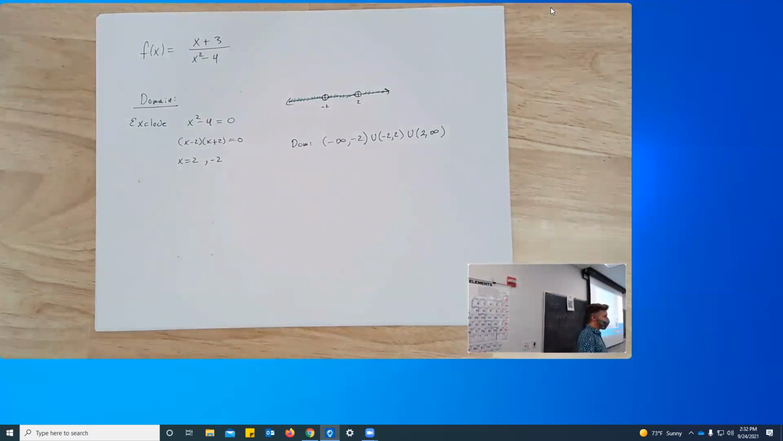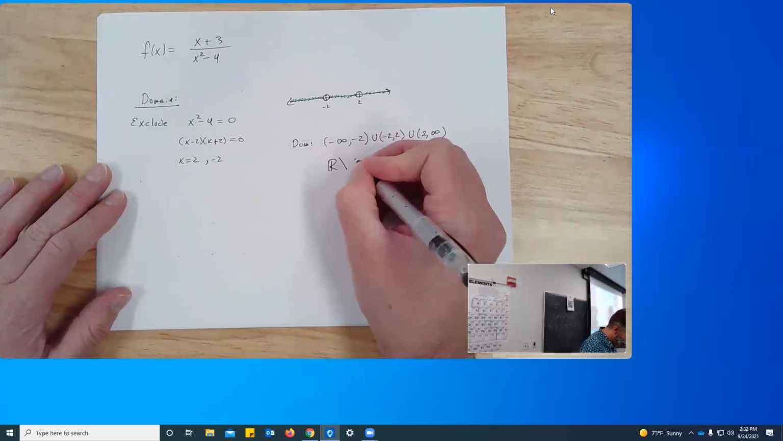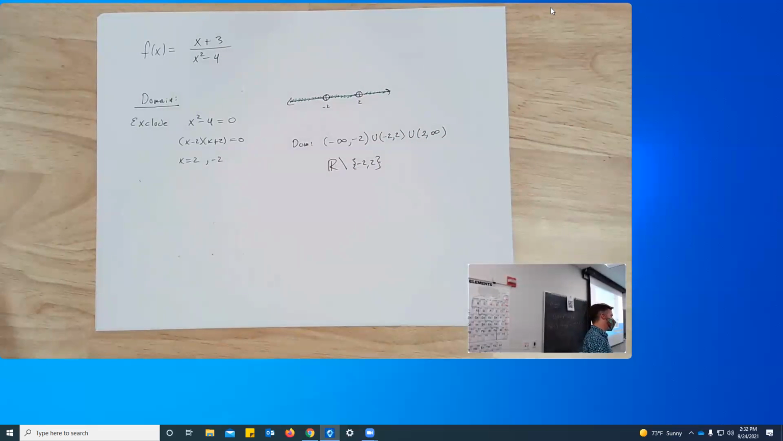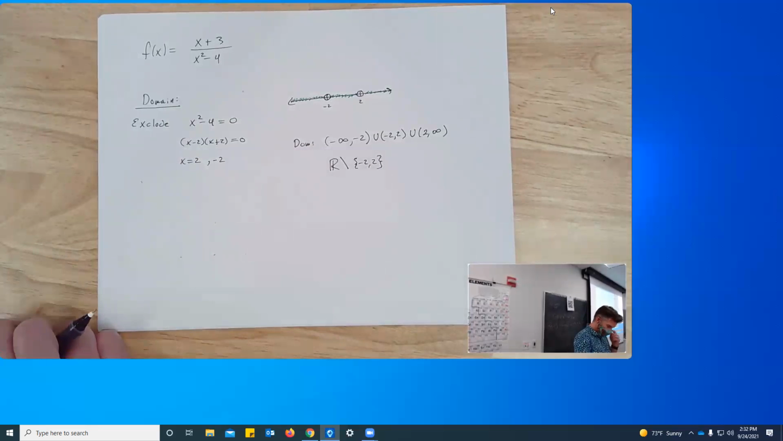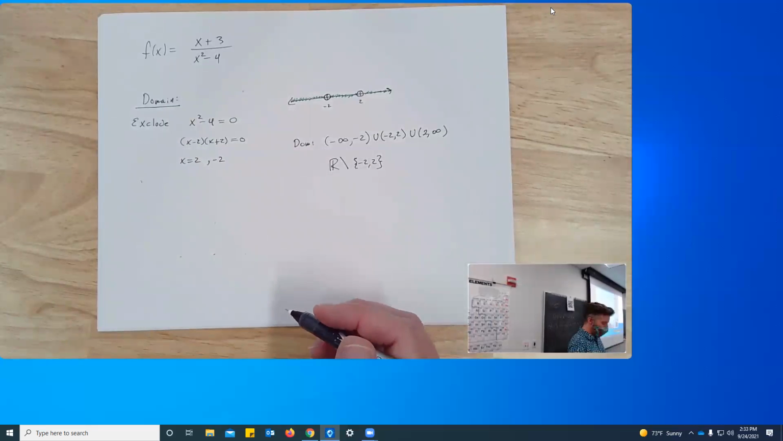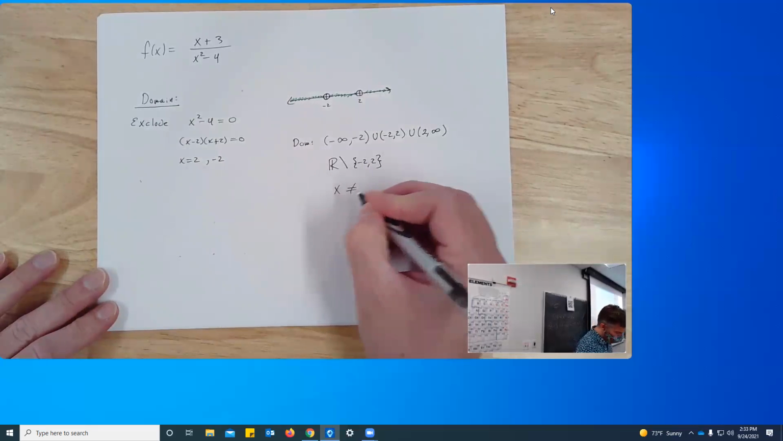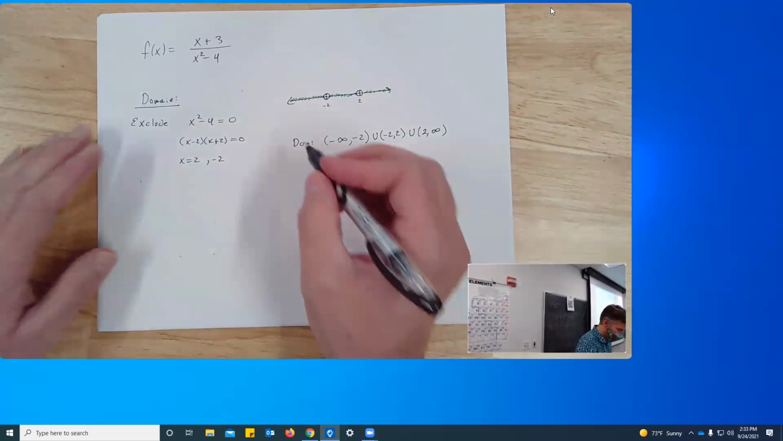There are certainly other ways of doing this. Some people might write something like the set of real numbers minus the set containing -2 and 2. No one wants you to do that. It's correct, but it's not what people are looking for. So I would encourage you to do it like this, not like this. And it's usually not sufficient just to say the domain is x not equal to ±2. People know what you mean there, but they want you to write it out.